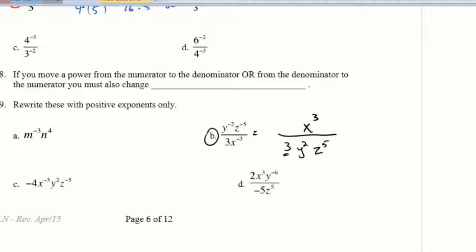This is an x, a y, and a z. I can't simplify those. They don't have the same bases, so there's nothing I can really do to further that. I don't have any negative exponents left, so I'm kind of happy with where I've ended up there. And that's all you can do with that. There's only kind of one step there.